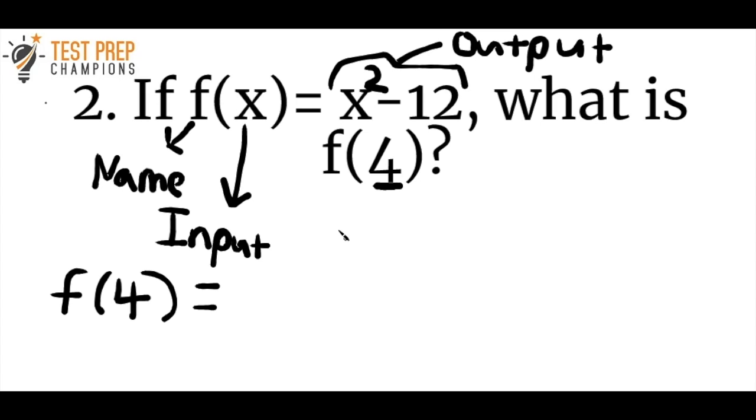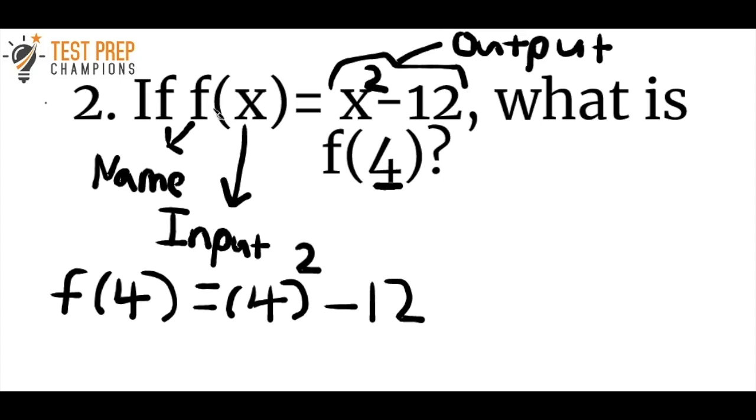So we have x squared minus 12. That x squared, we're just going to take that x and replace it with a 4. So when I say plug 4 into the function, all I mean is you're just taking this 4 and replacing the x with a 4. So you're substituting 4 in for x here. So we have 4 squared minus 12. So f of 4 is equal to 4 squared minus 12.